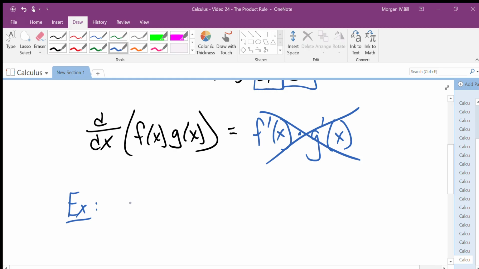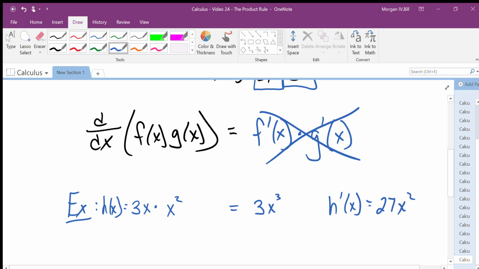Let's take 2 functions, such as 3x times x squared. All right, so let's say h of x is equal to 3x times x squared. Now, forget the product rule for a second. We know how to do this already. If you had this problem before today, you would say, oh, I know how to do that. I'm just going to multiply 3x times x squared. That's going to be 3x cubed. Then I'm going to take the power rule, bring the 3 down, call that 9x squared. And I'll be done. And yes, you absolutely could do that.